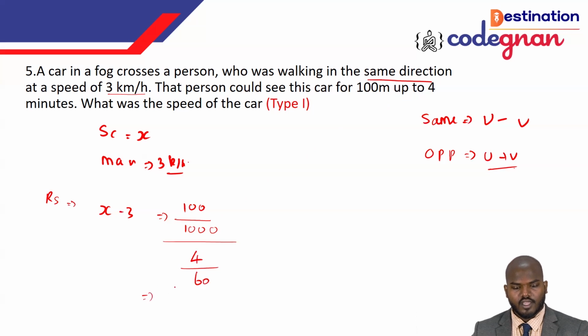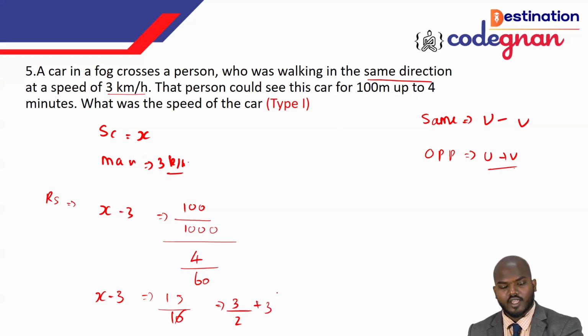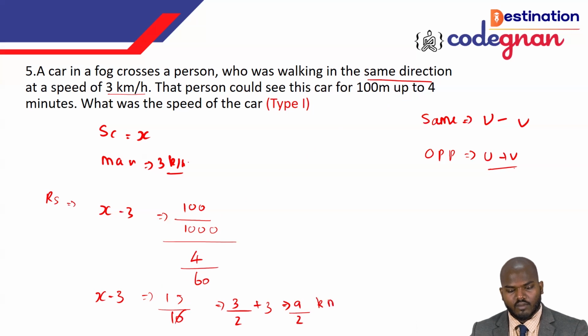If you work this out, guys, this will give you the value closely like 50 by 10. Here on the side you will have the minus 3. If you resolve this one, it will give you the value like 3 by 2. Okay, 3 by 2 plus 3. If you solve this one, guys, it will give you the value like 9 by 2. Okay, so 9 by 2 kilometer per hour.